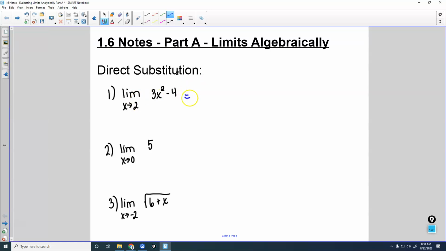So if I were going to try to find the limit as x approaches 2 of 3x squared minus 4, I would just plug in 3 times 2 squared minus 4, which is going to be, oh wait, what do I do first? Exponent first. 3 times 4 minus 4, then 12 minus 4, which is going to give you 8.